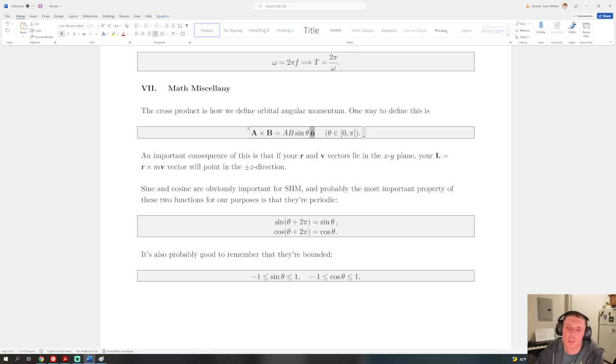And then a consequence of this, right, is that if your r and v vectors, and these are the ones that we care about for orbital angular momentum, right, are in the xy plane, then your orbital angular momentum will point in the plus or minus z direction. And we've definitely talked about this a bit, right? We looked at the pancake object, and I want everybody to keep the pancake object firmly fixed in their brains, right?